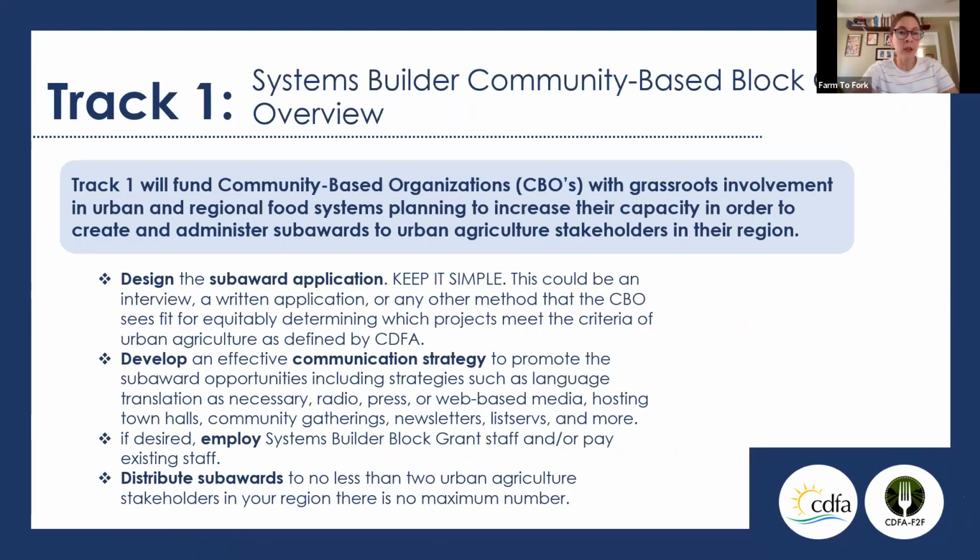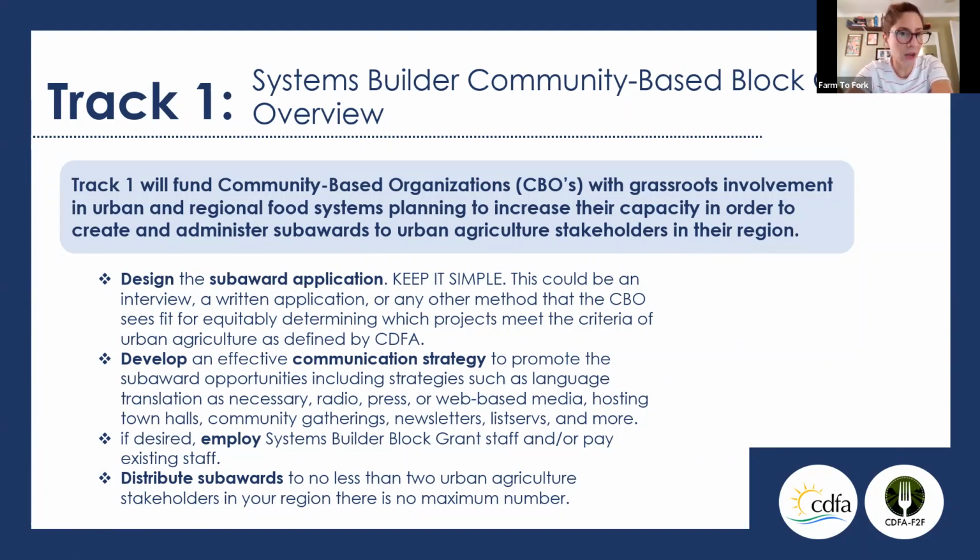The track 1 community-based block grant, I'm going to back up here. So track 1 will fund community-based organizations with grassroots involvement in urban and regional food systems planning. And this is to help increase their capacity to create and administer a sub-award program to stakeholders in their region.